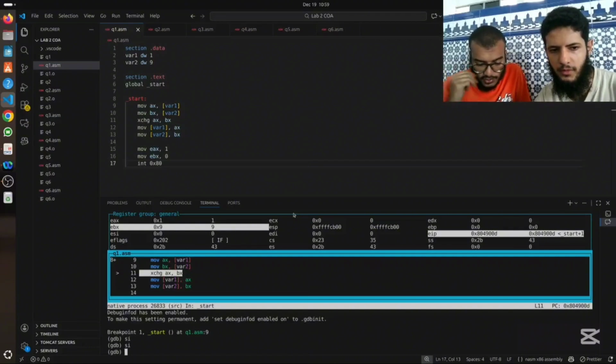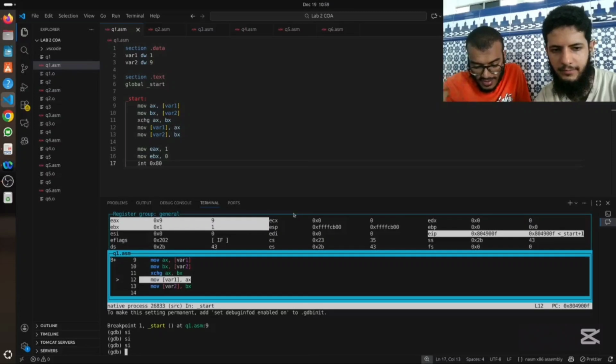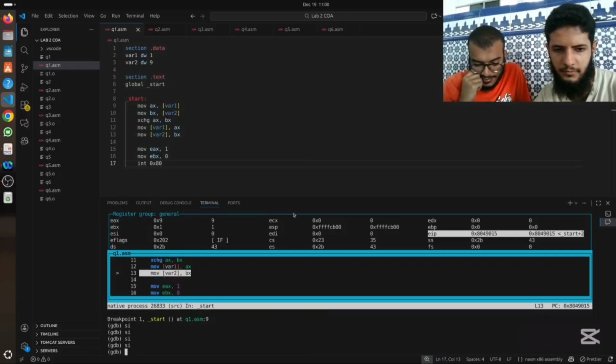This time it's not move, so it's going to exchange, right? Yes. So now we are going to go back to var 1, move var 1, comma. Now the AX will be at the last for line 4. Then var 2, then replace the A with the BX.